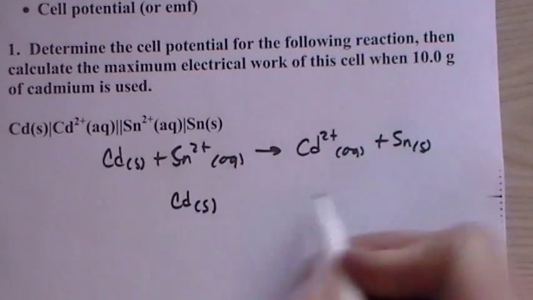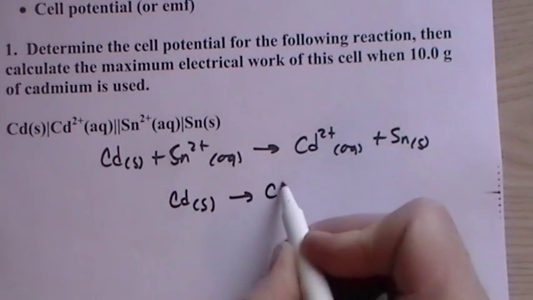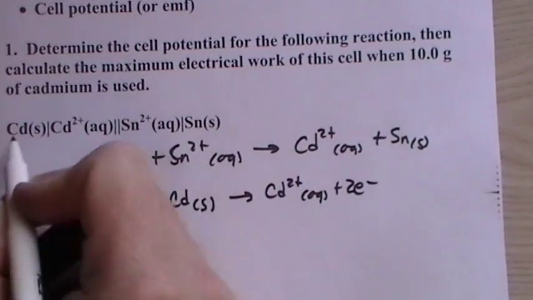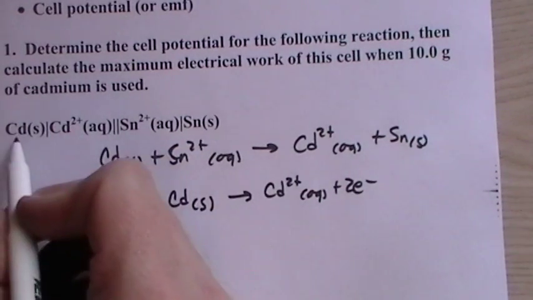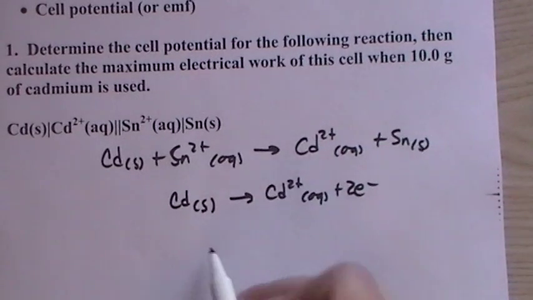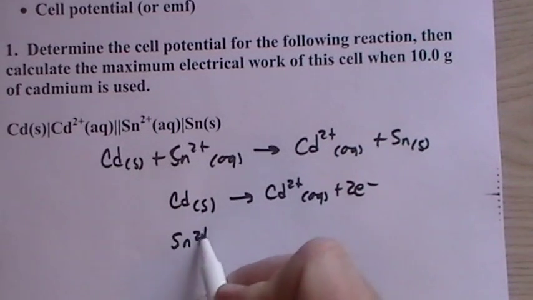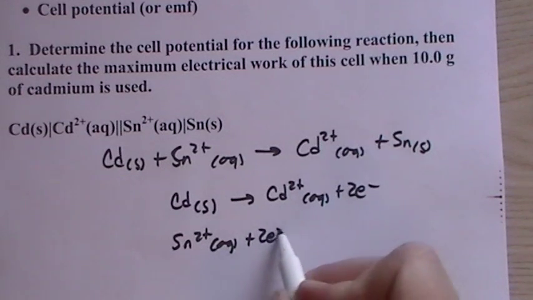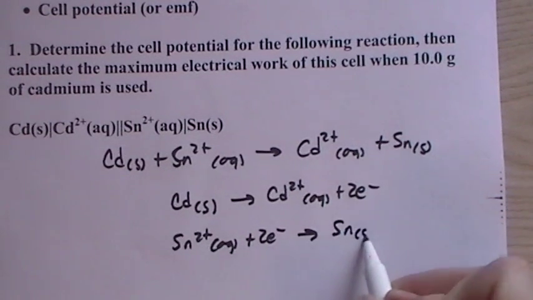I just wanted to show this out, and then we break it up into the oxidation, and we know it is because it's on the left hand side, and we put cadmium, then cadmium 2+. Then we have the second species reacts, and it's the reduction, so it's 2 electrons go to tin solid.